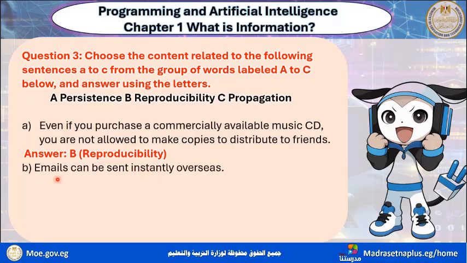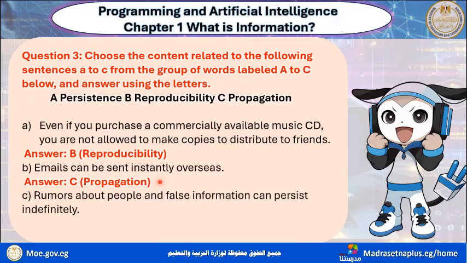Well, emails can be sent instantly overseas. We call this propagation, of course. And the third thing, we have rumors about people and false information can persist indefinitely. So this is persistence.